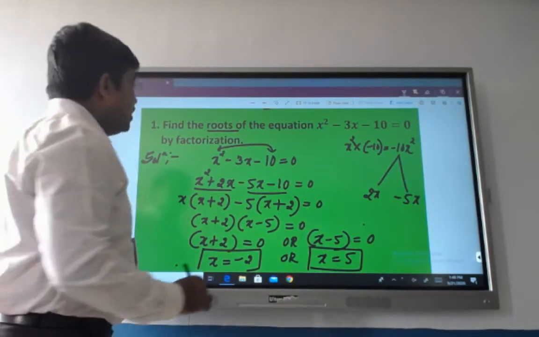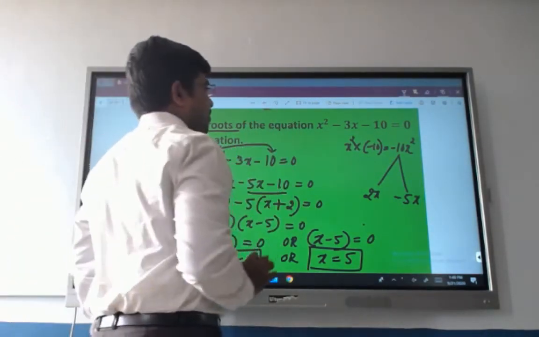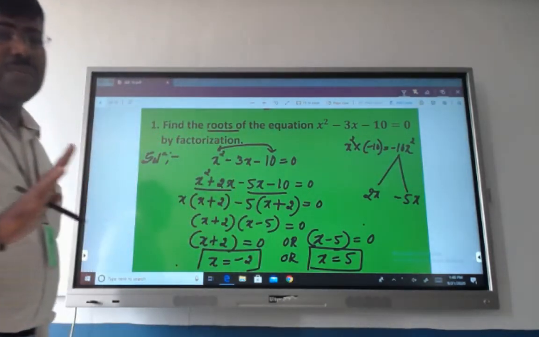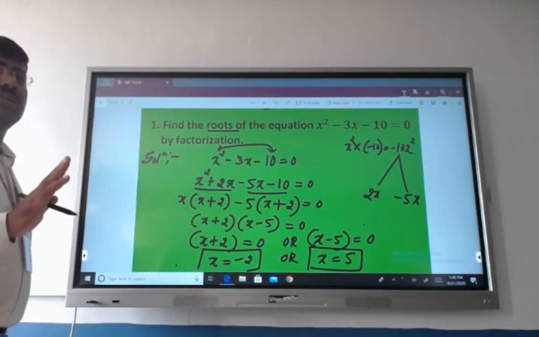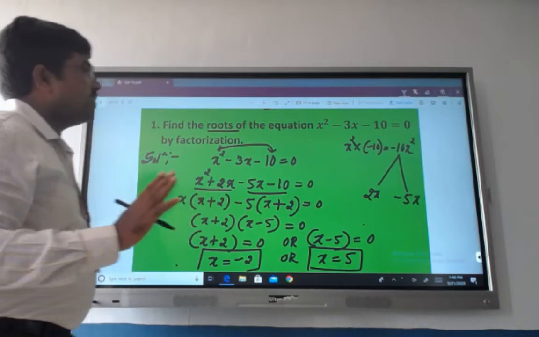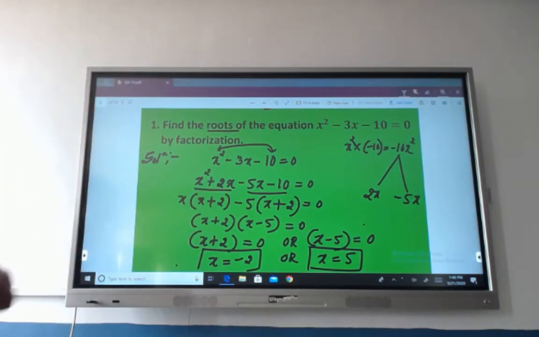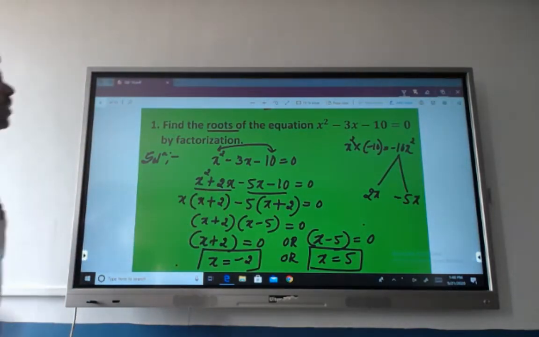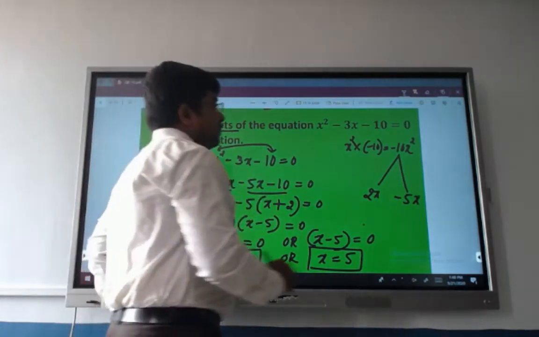So this is a quadratic equation. First we discussed that quadratic equations will get two solutions. That's why you can call this one a quadratic equation.